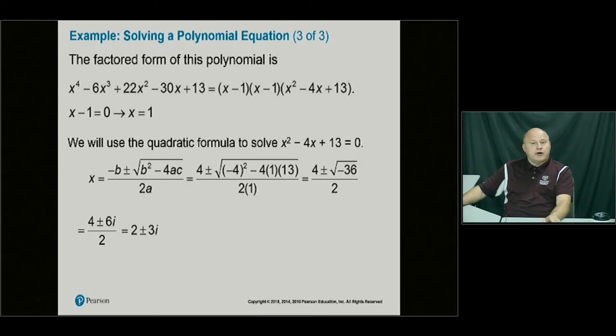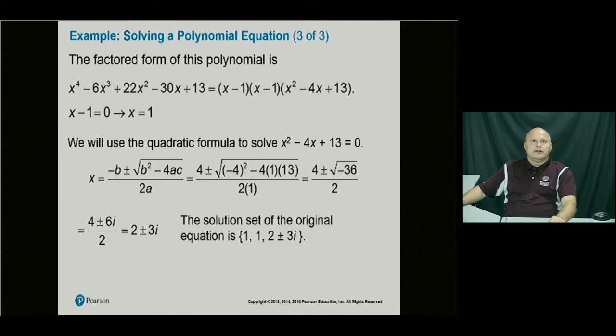So remember, what are our solutions now? We got 1 again, that's twice, that's 1 twice, so it's multiplicity 2, and then 2 plus 3i and 2 minus 3i. That's 4 zeros. I found all 4 of them. So the solution set is 1, 1, 2 plus 3i, and 2 minus 3i.